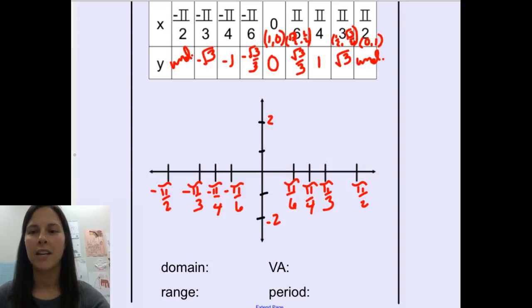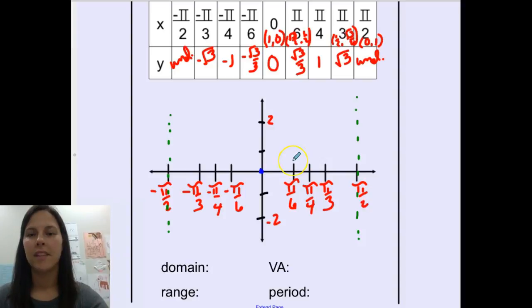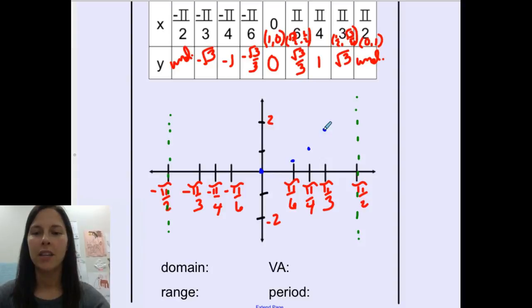And then I'll sketch in my asymptotes, where my tangent function is undefined at pi over 2 and negative pi over 2. Plotting those points, 0, 0. Square root of 3 over 3 is about 0.6. Pi over 4, 1. And pi over 3 about 1.7. And then we get those same values off to the left, but they are negative.